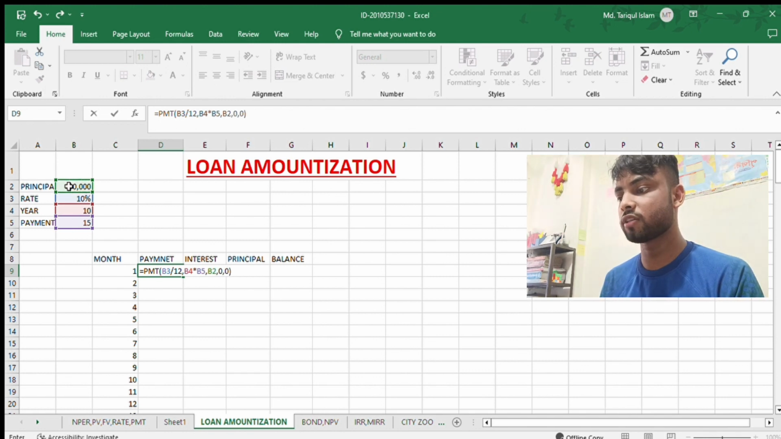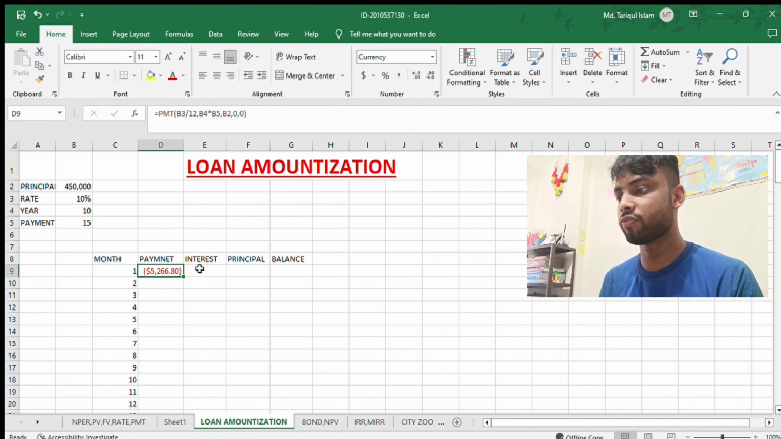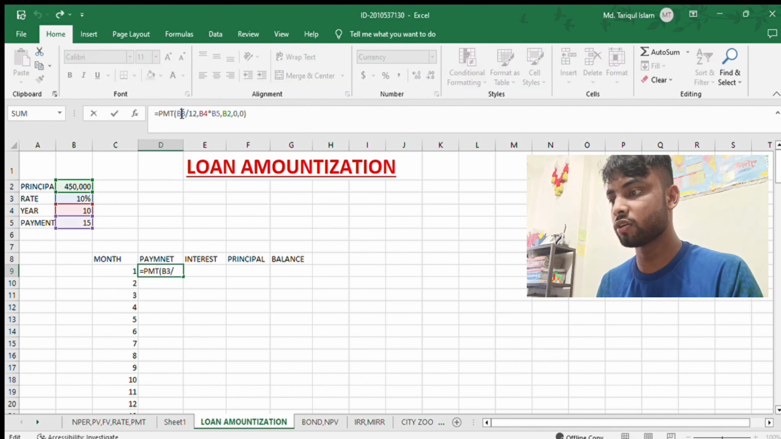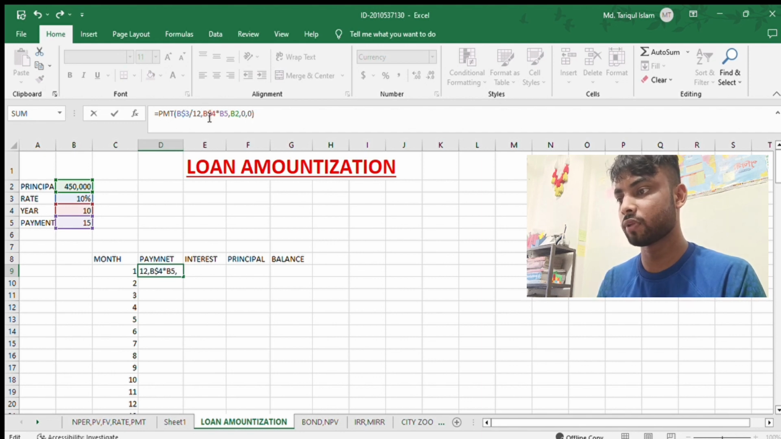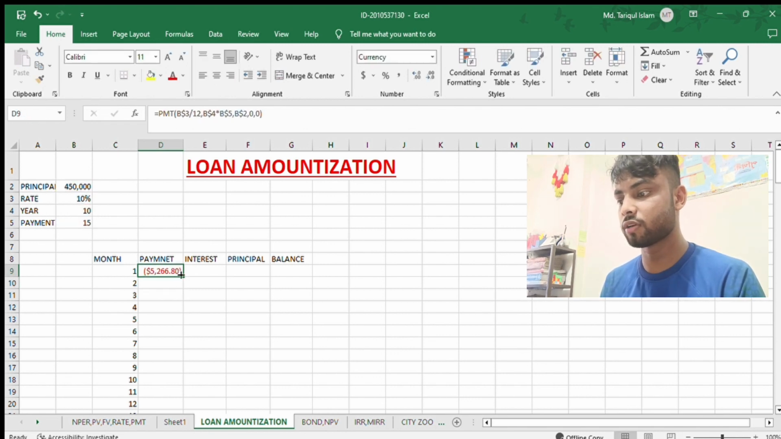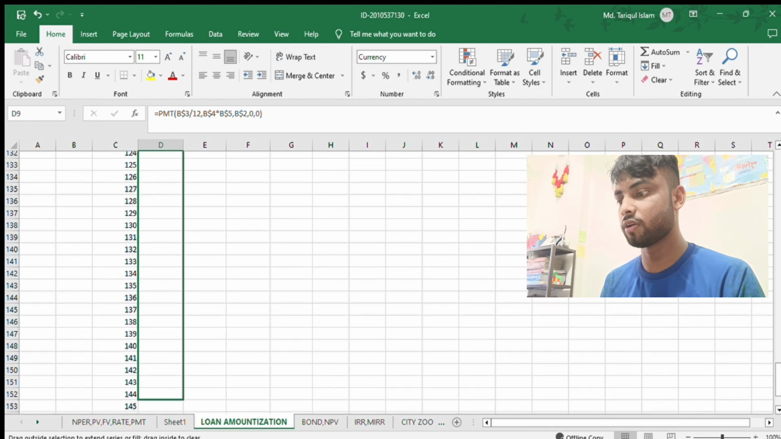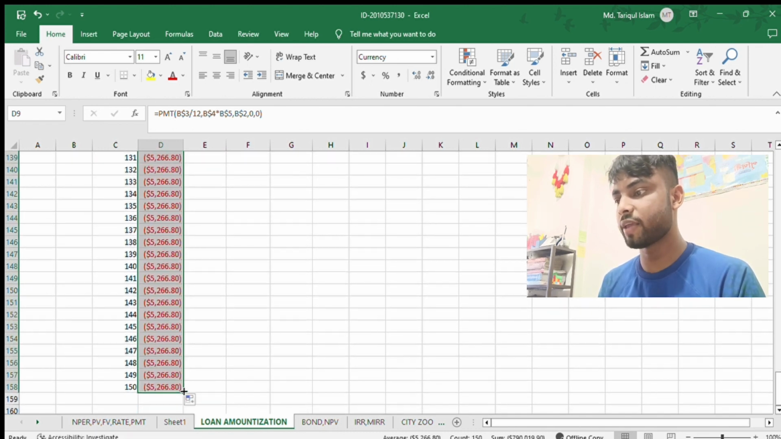Here I got our first month payment. Here I freeze all the variables because they are always similar in every month. I freeze every variable by putting the $ sign. Then I select it and drag it about 150. Okay, it is always the same in every month.